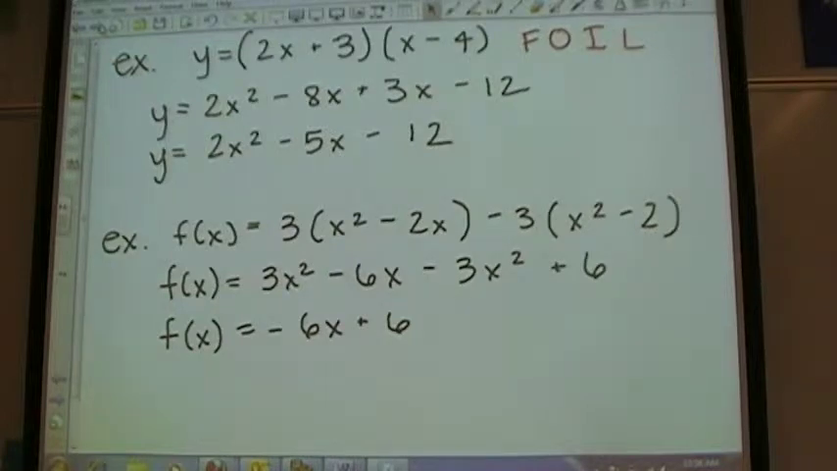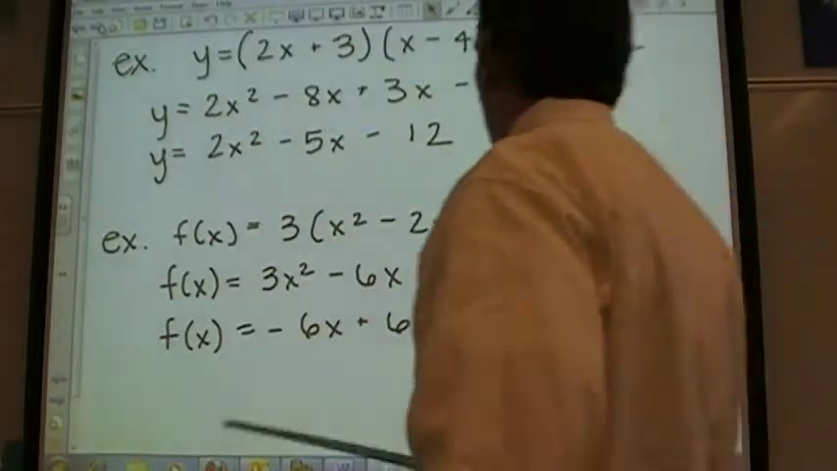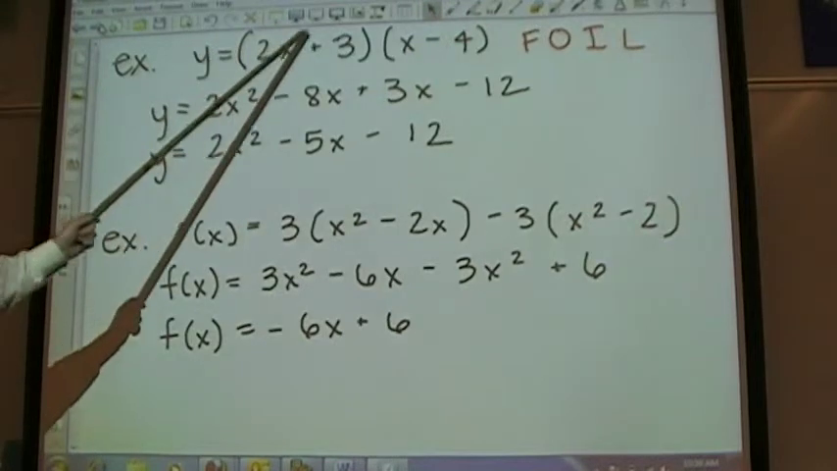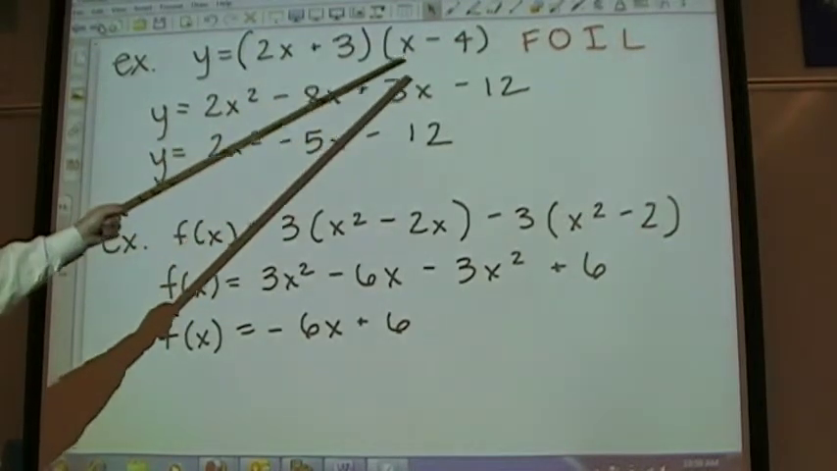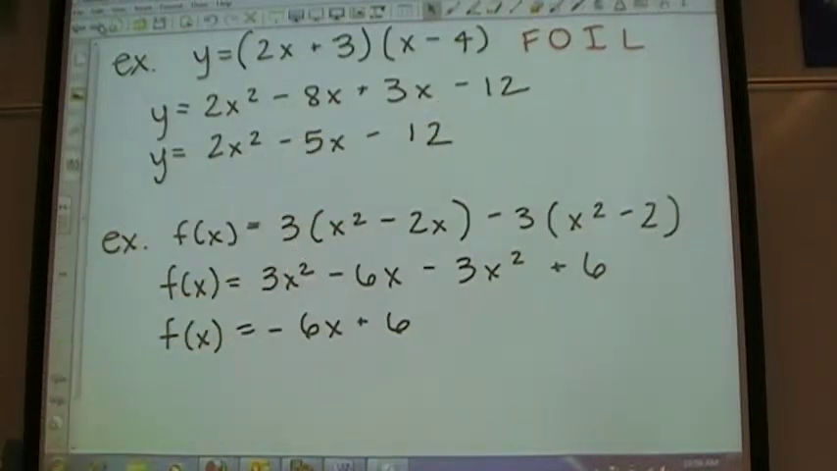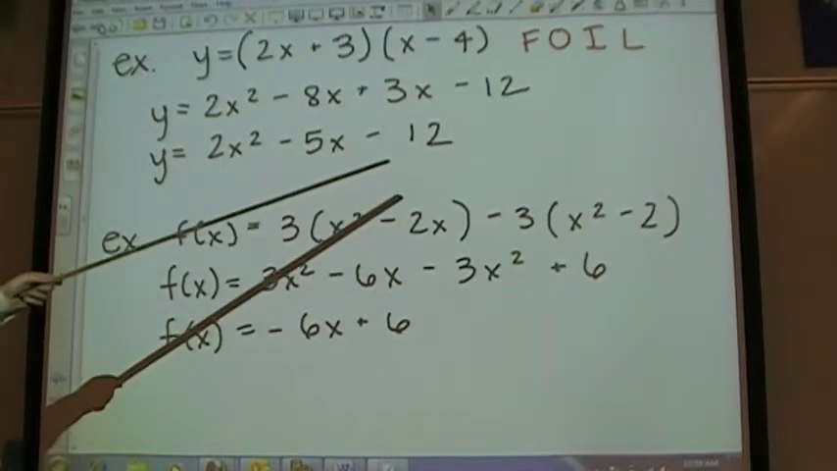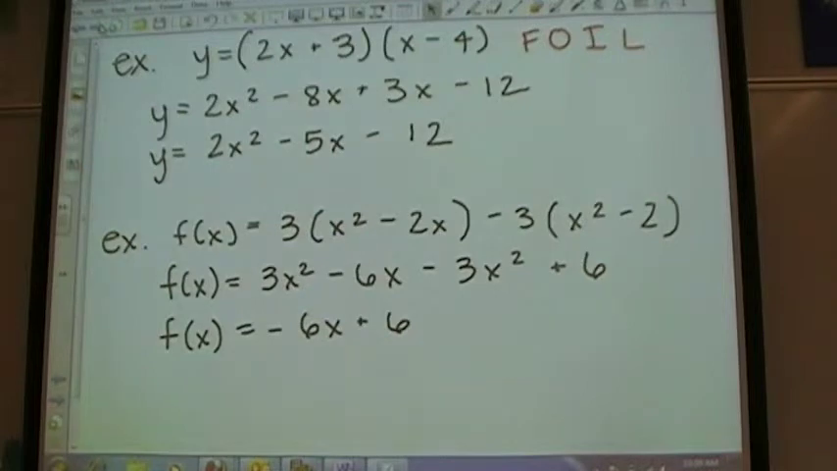Alright, so when you FOIL 2x plus 3 and x minus 4, first would be 2x squared. Outside would be minus 8x. Inside would be plus 3x. Last would be minus 12. Combine like terms, combine the middle two to get minus 5x. So is that a quadratic or a linear? Quadratic. What is your quadratic term? 2x squared. Linear term? Negative 5x. And your constant? Negative 12. That's easy.